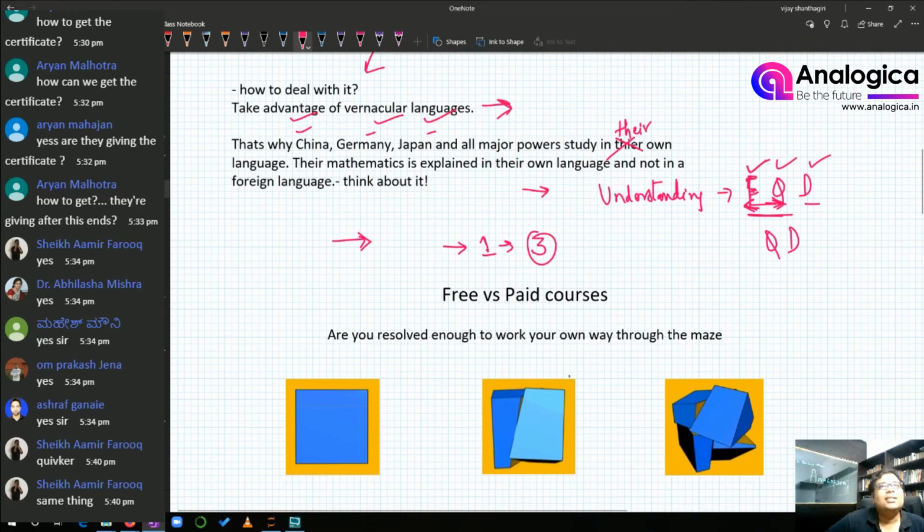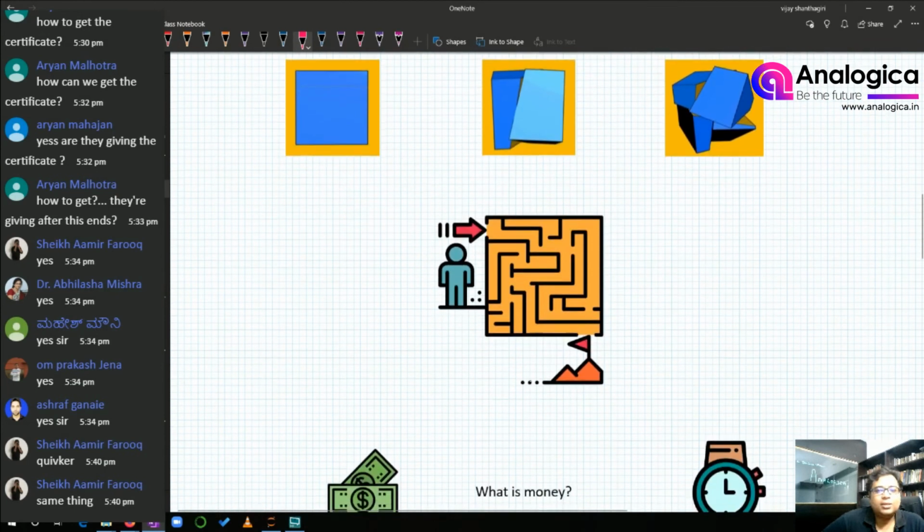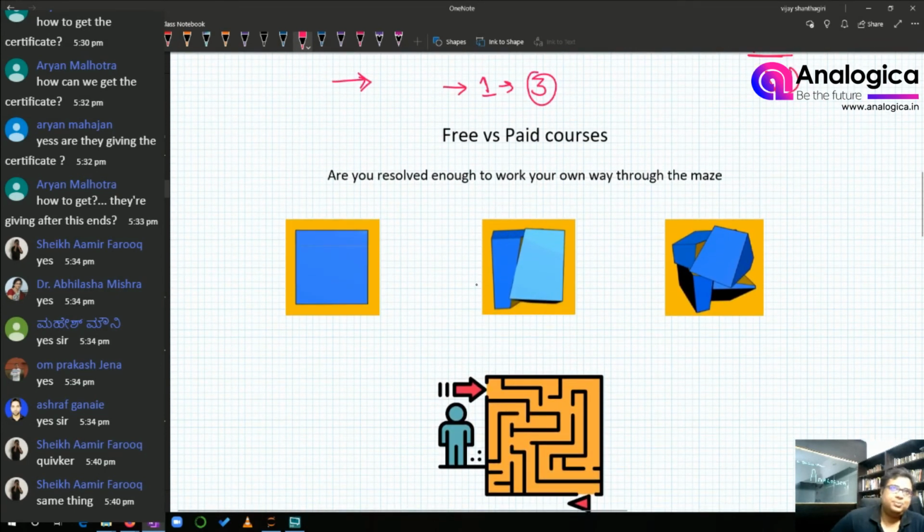All right. Now, free versus paid courses. So what's the dilemma? Now we have to understand whether you are resolved enough to find your own way out of the maze. Because believe me or not, when you are going through a transition, the transition is this phase, this maze phase, right? Now there is no way of telling how many days or how many months it's going to take for you to achieve that kind of comfort.